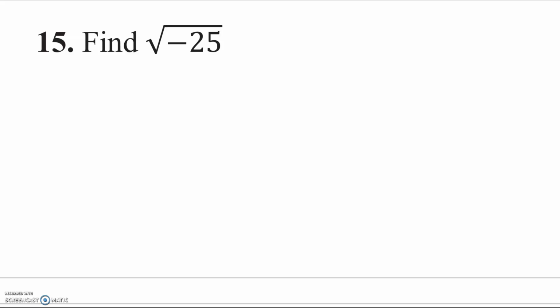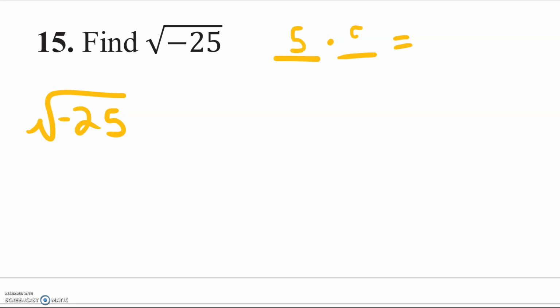So here we look, right? Something times something else needs to equal negative 25. Right, so we're trying to find square root of negative 25. So we might think, okay, I know that 5 times 5 equals 25. So I might try that. 5 times 5 equals positive 25. Close, but we want negative, so that didn't work.